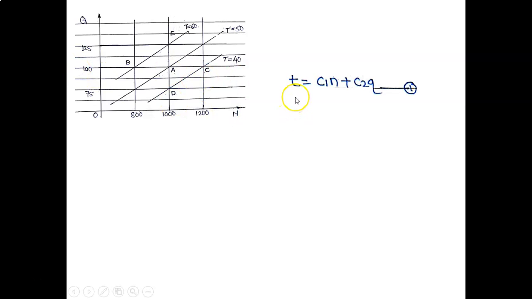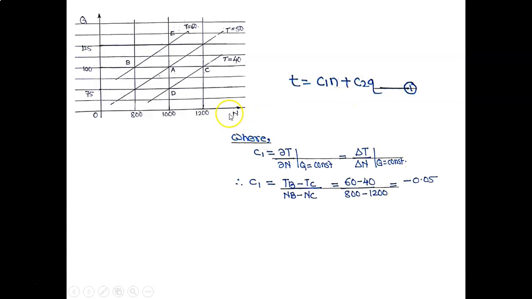This is our equation 1. Small t is equal to C1 n plus C2 q. We will find out values of C1 and C2 from the graph. Therefore, C1 is equal to dou t divided by dou n when q is equal to constant, which is equal to delta t divided by delta n when q is equal to constant.